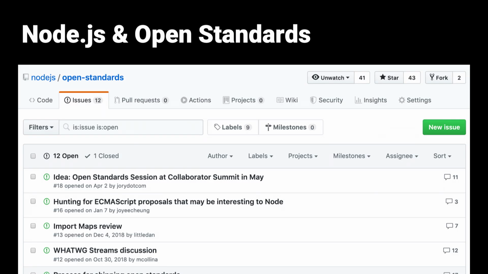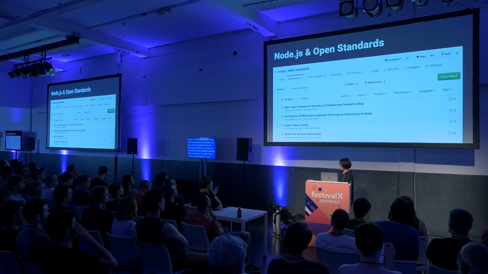So finally, we are starting an open standards initiative in Node to collaborate more with standards and other implementations. As we have talked about earlier, there are still many open questions to answer, and it takes a lot of energy to figure out the solutions. So if you are interested, please get involved.